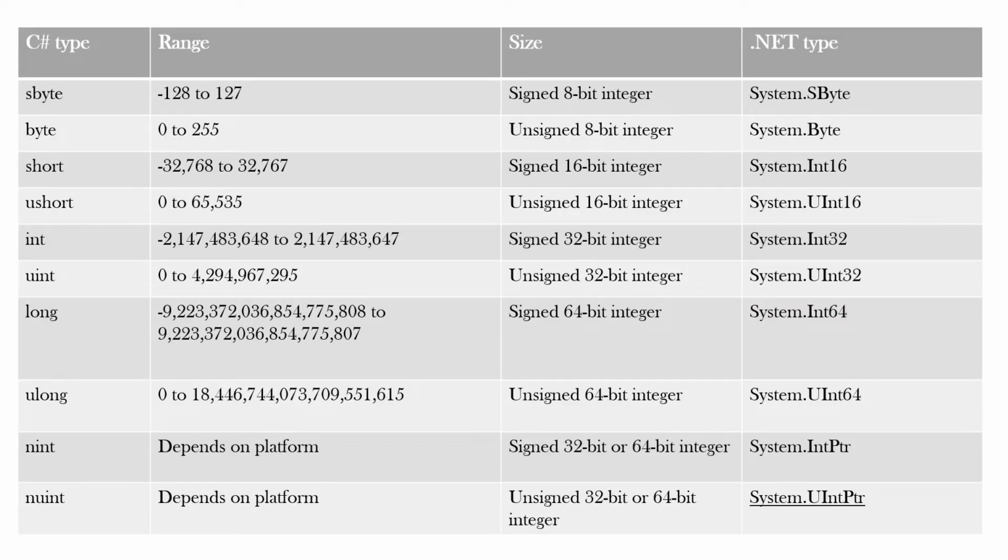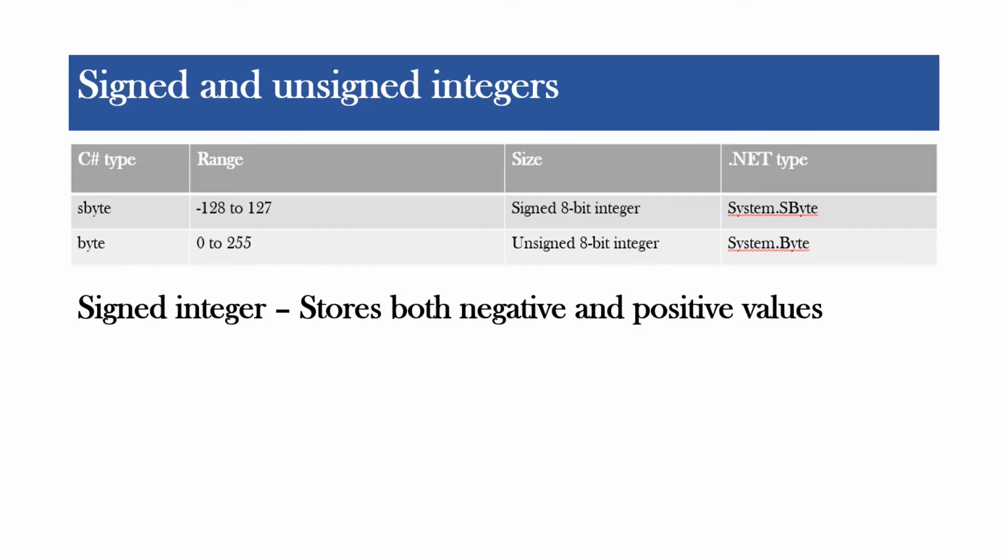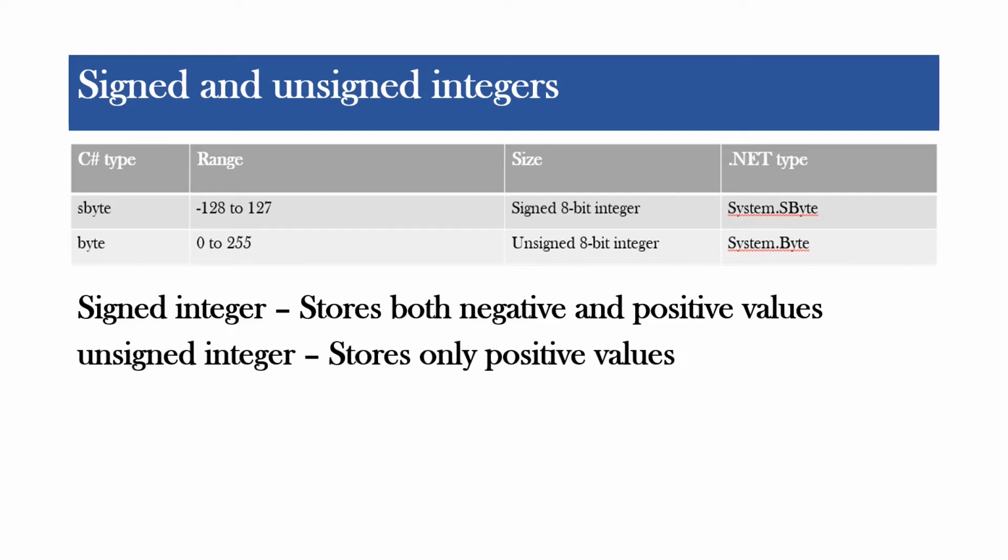If you look at the size column, you can find two different types of integers, signed and unsigned. Signed integer can store both positive and negative values. However, unsigned integer can store only positive values. If you look at the example on the screen, we have sbyte and byte. sbyte is a signed integer and byte is an unsigned integer. I hope you are clear with the concepts. Let's jump into the program.